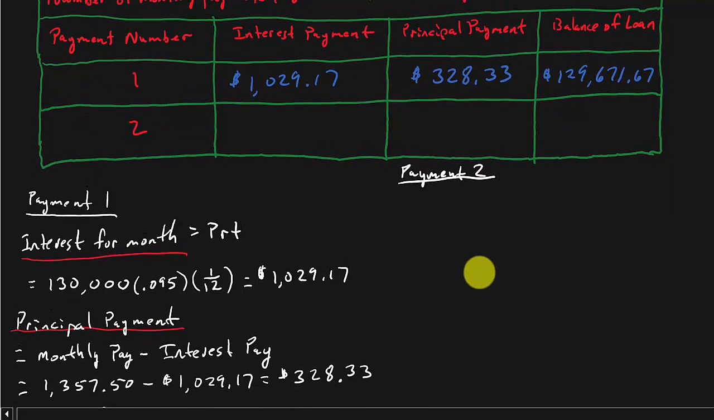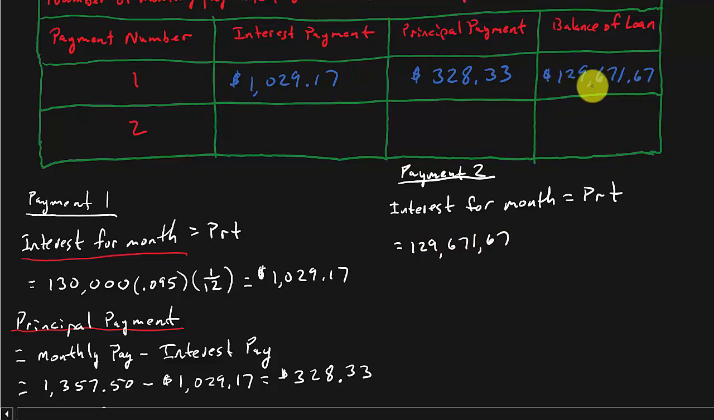Okay. So now let's calculate the interest for the month. Well, that's PRT. So that's the principal times the rate times the time. So in this case, the principal is the $129,671.67. See, that's your new balance. We're calculating the interest on that amount for this month.